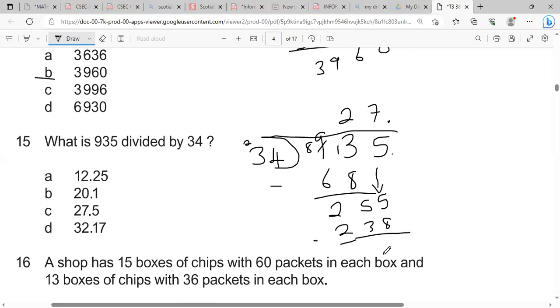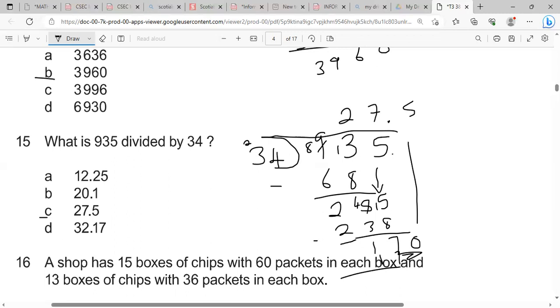So 8 from 5, you can't. So what we do, we take 1 from this. 8 from this leaves 7, and that leaves 1. Carry down our 0. We already put our decimal point, so this is 170. And 34 into 170 goes 5 times, and then we have 170. And that would be our answer, 27.5.